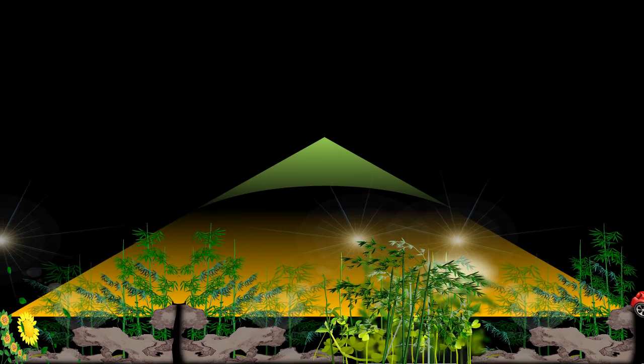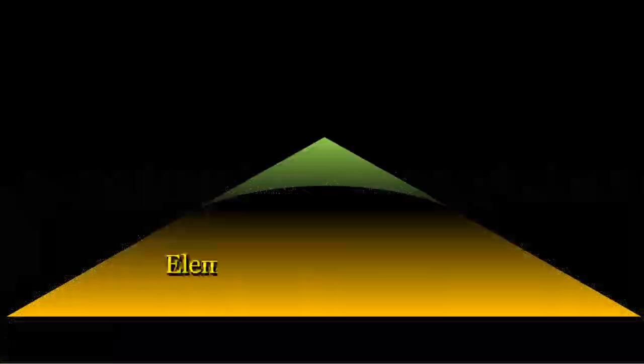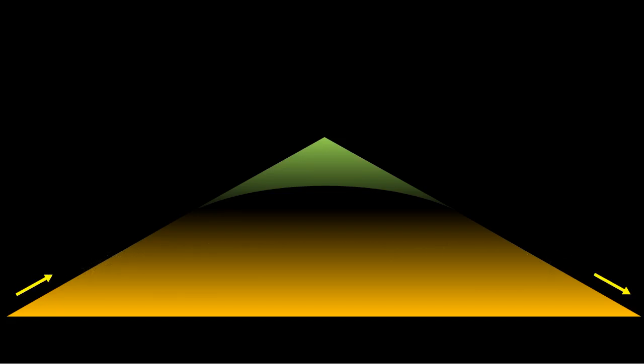Before diving into the design aspects, let's first understand the essential elements of a vertical curve. Vertical curves are defined by their grade or gradient, denoted as G, which represents the slope of the road. This is expressed in two ways. Percentage, example, 2% or 3%. Ratio, 1 in n, example, 1 in 100 or 1 in 400.